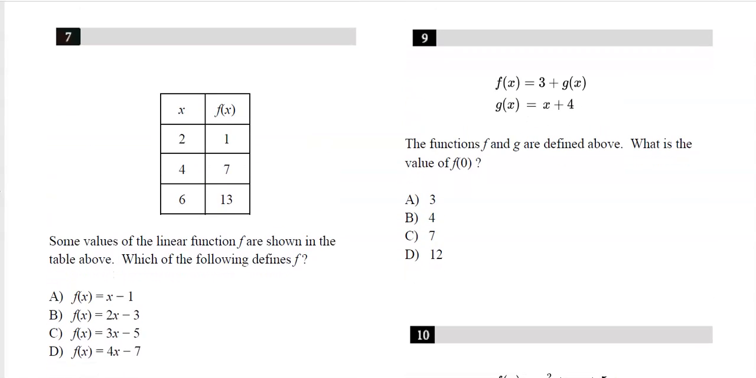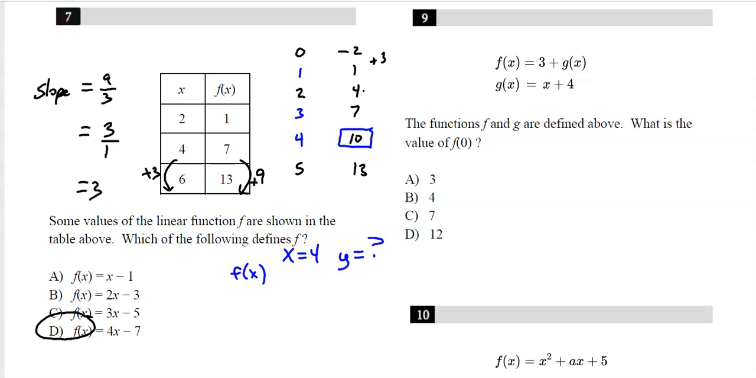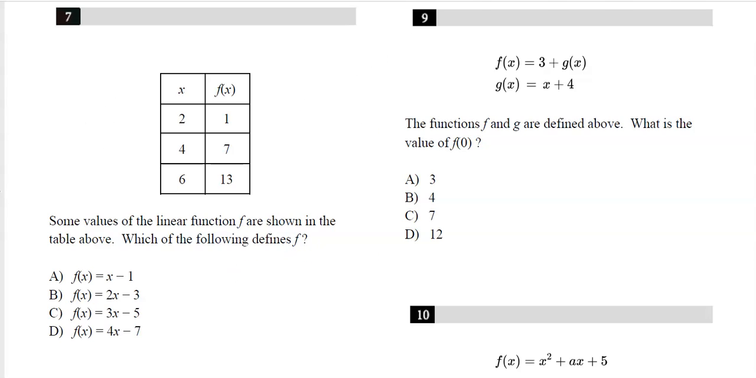All right, number 9. So we have an f function, we have a g function. Remember, these are just machines cranking out inputs and outputs. So it says f and g are defined above. What is the value of f of 0? I have to go to the f function right there and put 0 in. So f of 0 is 3 plus g, well, x is 0.